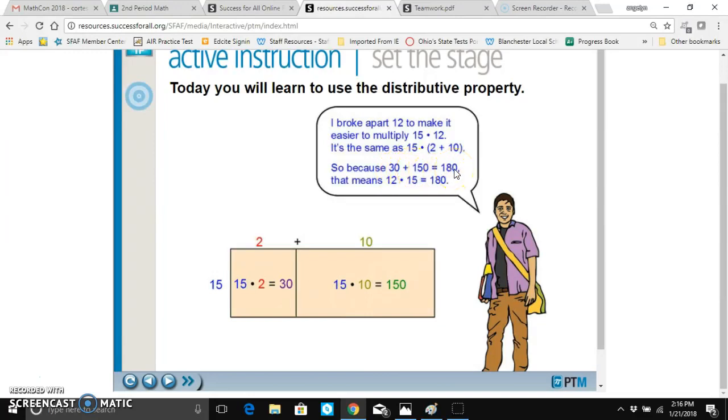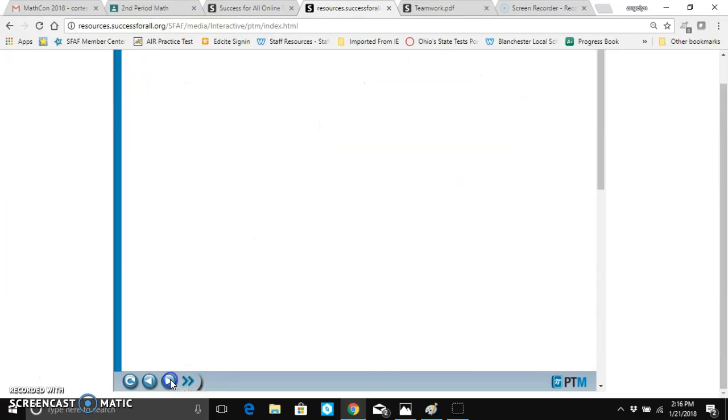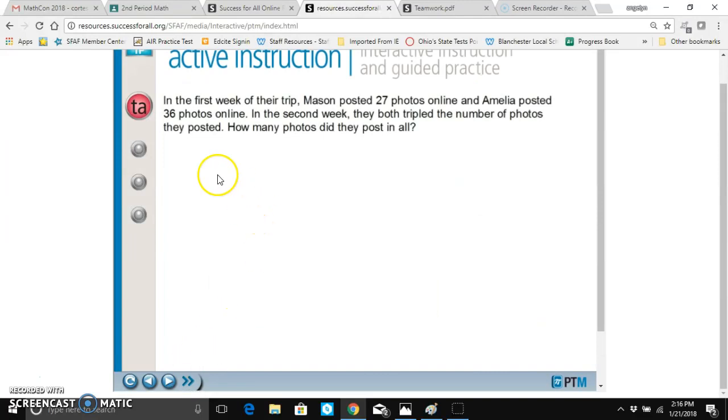That's the same thing as doing this PEMDAS problem a different way. 2 plus 10 is 12. 12 times 15 is 180. So we're going to look at our first example as a word problem to review what we did on Friday.